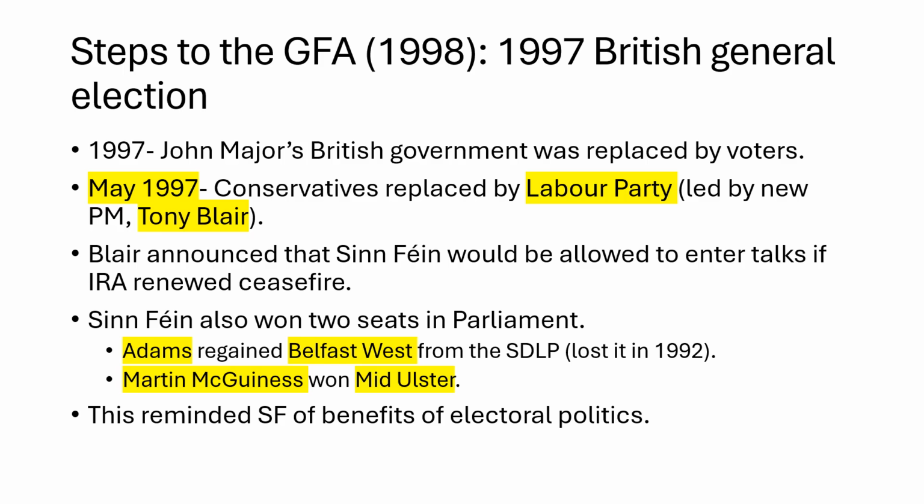And this great victory for Sinn Féin in 1987, where they win 2 seats, is really important in reminding them there is something in using elections, there is something in using politics and not political violence. And that helps them to further commit to peaceful politics, which encourages them to continue with these peace negotiations. So that 1997 British general election is very important in the peace process that follows.